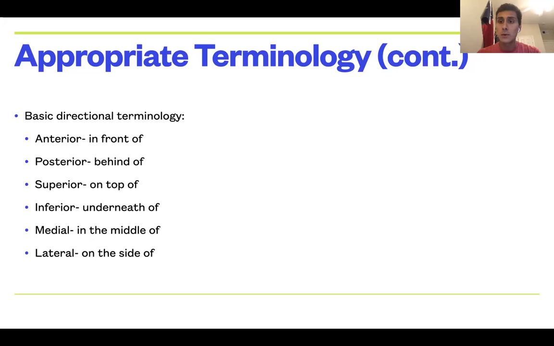And continuing on with appropriate terminology, we kind of here have just some basic directional terminology. Anterior being paired up with posterior, superior paired up with inferior, medial paired up with lateral. And these mean anterior in front of, posterior behind of, superior on top of, inferior underneath of, medial in the middle of, lateral and on the side of.